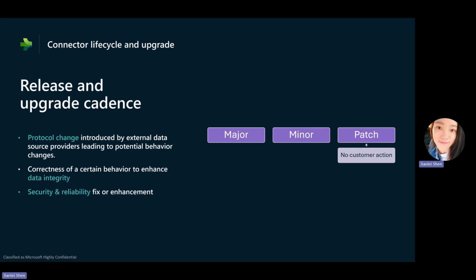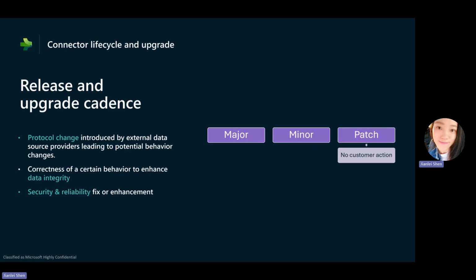For example, when we have some protocol change introduced by the external data source provider, that change might lead to potential behavior changes. I will give an example later on, but there are multiple connectors that we will mention in the following deck, where we want to adopt the latest protocol for the connectors so that you can have the latest techniques from the data source provider.